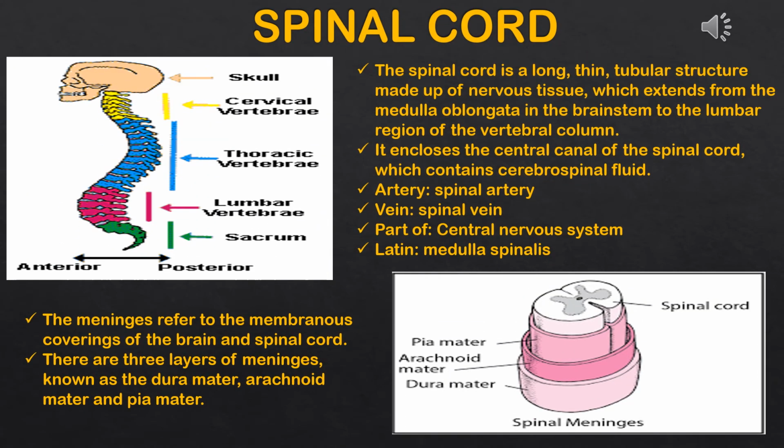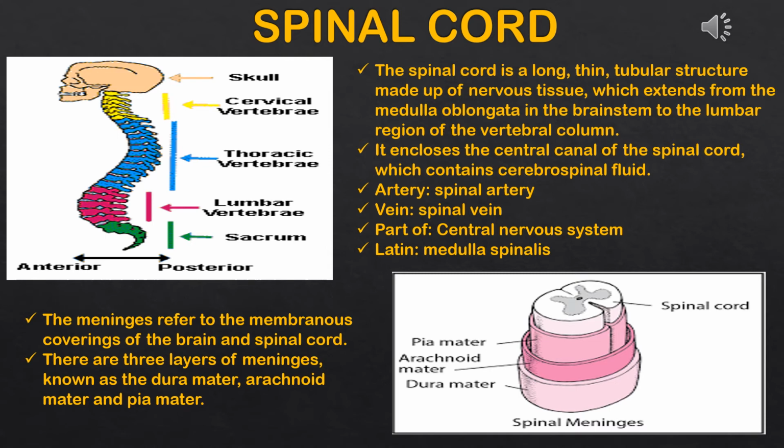There are two diagrams: spinal cord and spinal meninges. First, I am telling you what the spinal cord is. The spinal cord is a cylindrical structure located inside the vertebral column. It extends from the medulla oblongata to the end of the vertebral column. It is made up of 31 segments. Each segment gives out a pair of spinal nerves already discussed earlier.